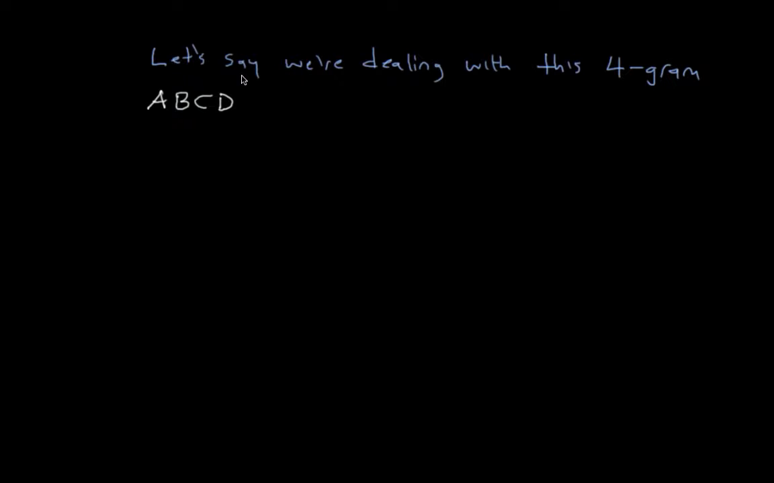So let's look at a different example here. It's still English characters that we're dealing with here. Let's say the foregram is A, B, C, D.